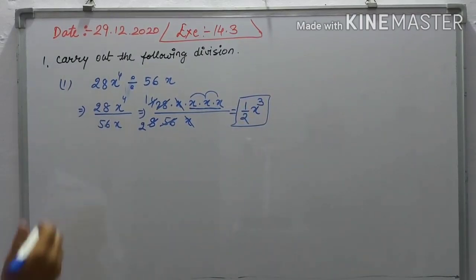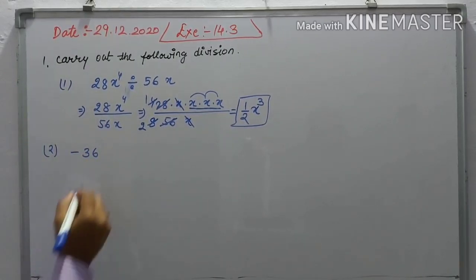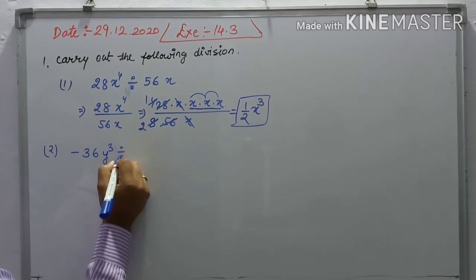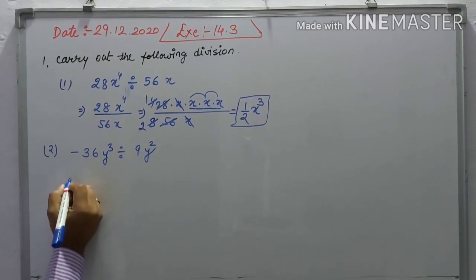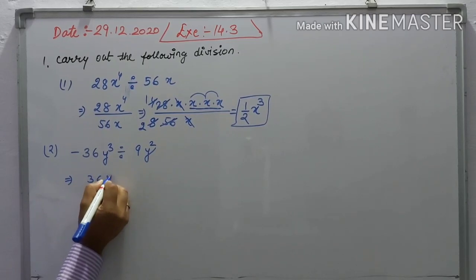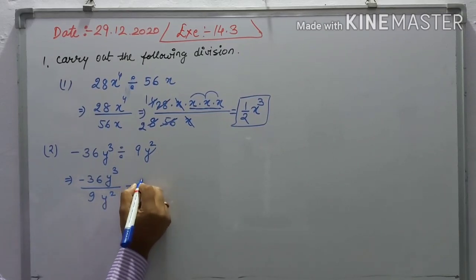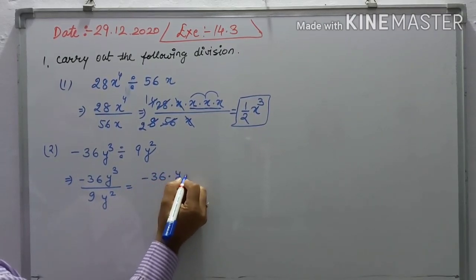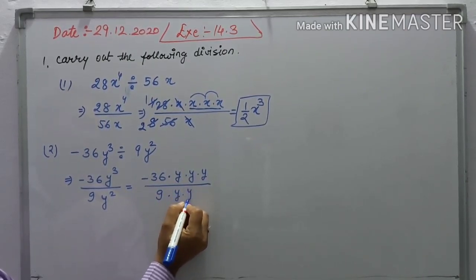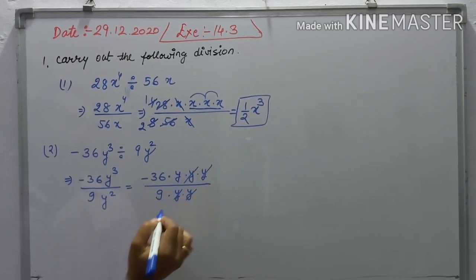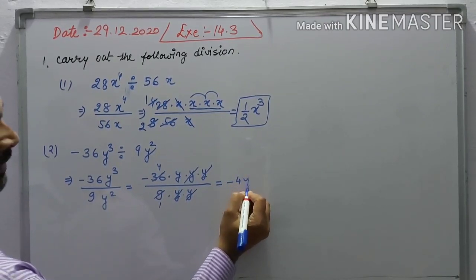Now the second question is minus 36y cube divided by 9y square. We solve it as minus 36 y power 3 and 9 y power 2. It means minus 36 and y will be 3 times, and 9 and y will be 2 times. The 2 y's cancel, 9 1s are 9, 9 4s are 36. So the answer is minus 4y.